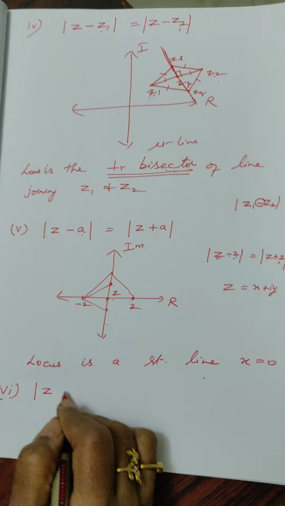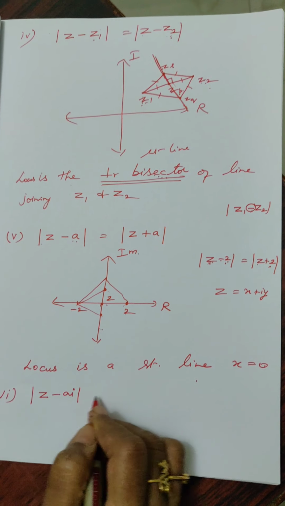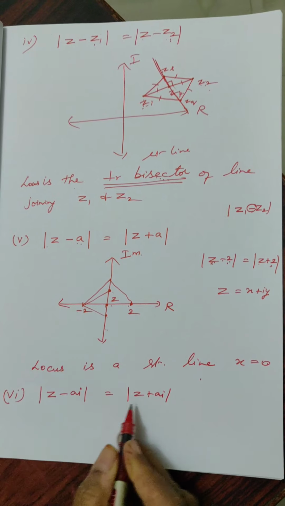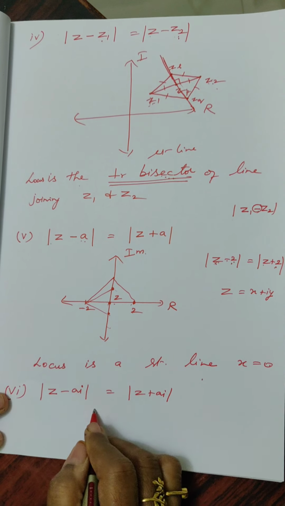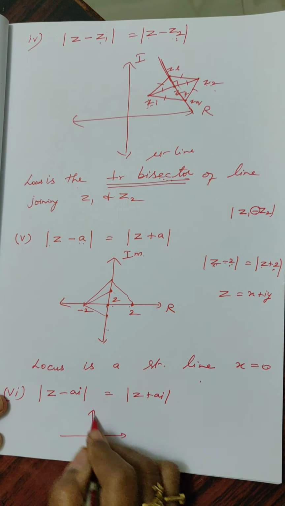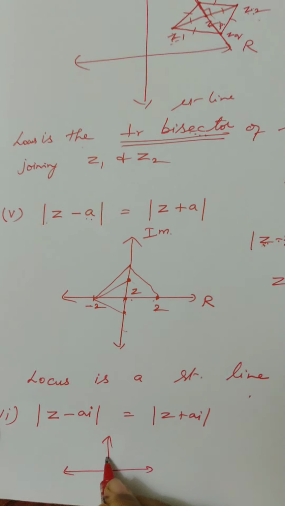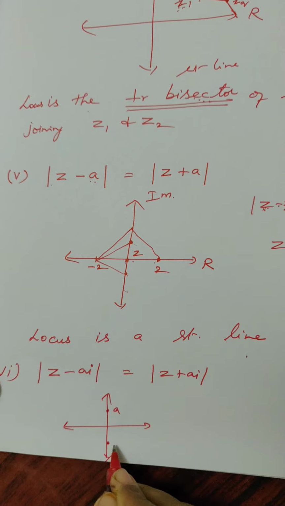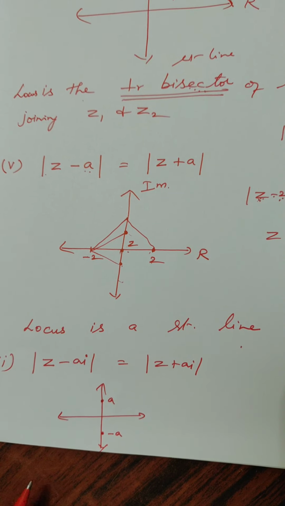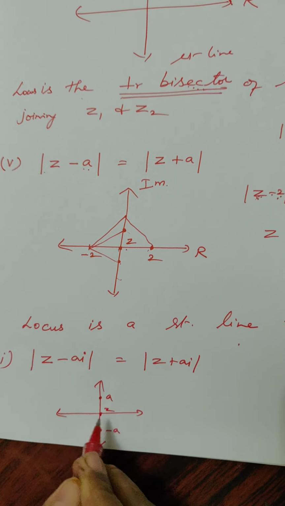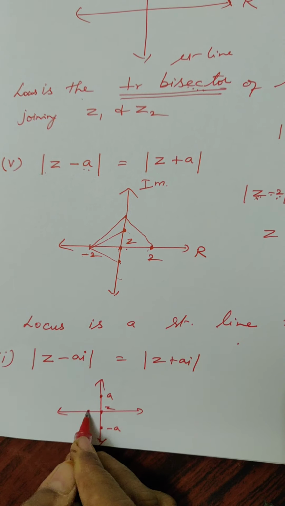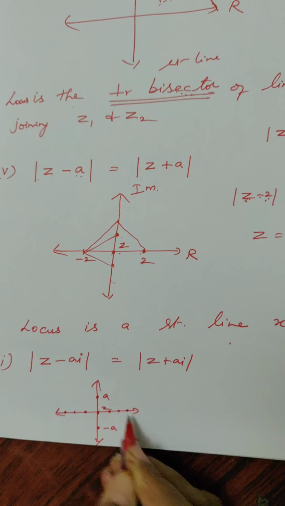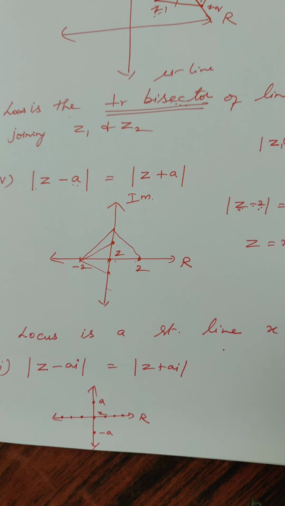Can you guess the answer of this? Modulus of Z minus ai equal to modulus of Z plus a. Again, in the same manner, a is a point on the imaginary axis. This is the distance a, and this is the distance minus a. See here, suppose your Z is here. The distances are equal, so Z may be here, here. So where does the Z lie? Just check, it lies on the real axis.